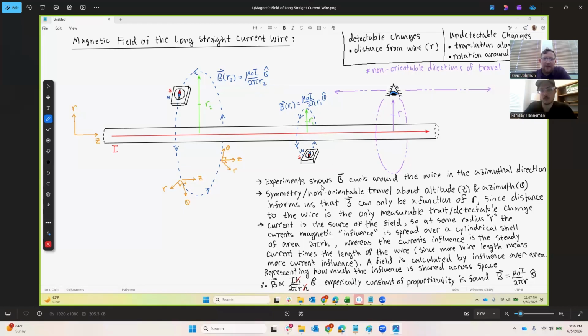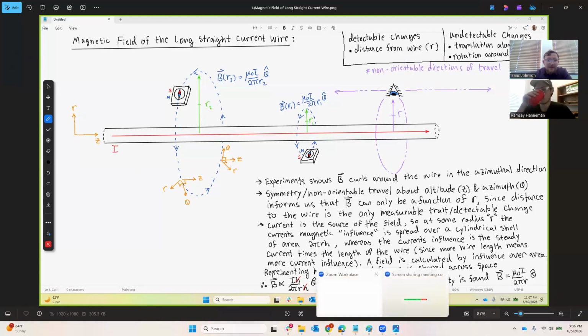So because of symmetry, right? There's certain things in nature that we call symmetric, and when something's symmetric, it means that you can't detect change. So when I say symmetry, I'm really talking about change that you cannot detect. So if you have this long straight wire, you've got your eyeball over here. Let's see if I can annotate on this. Let's see.